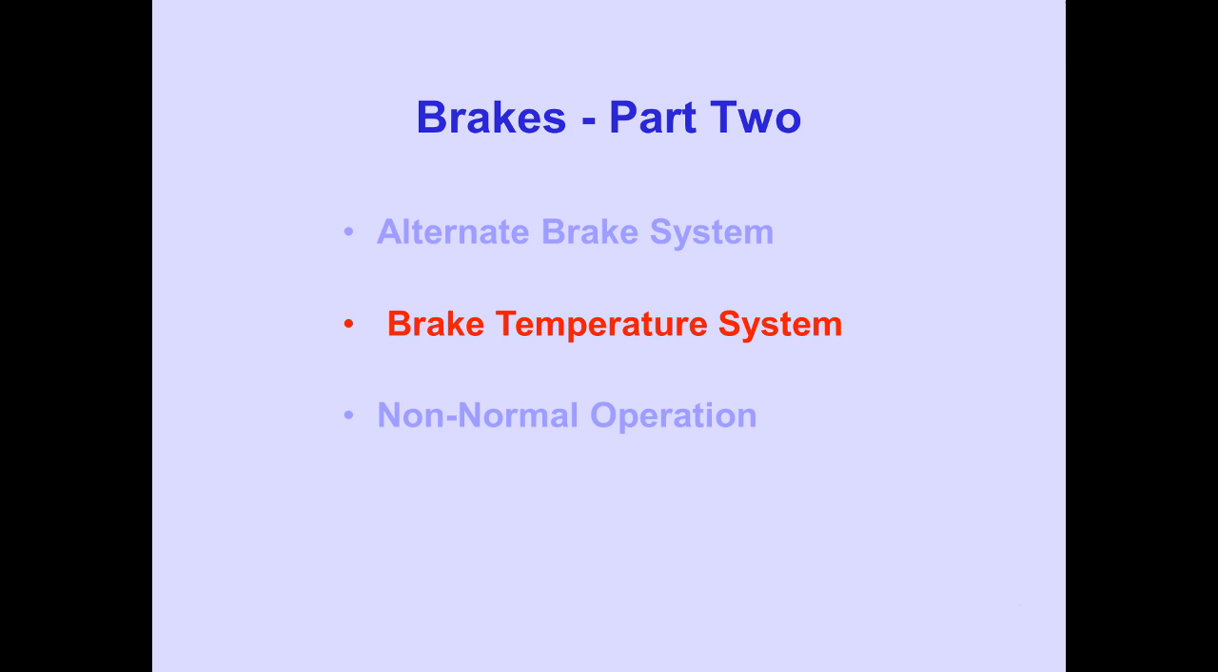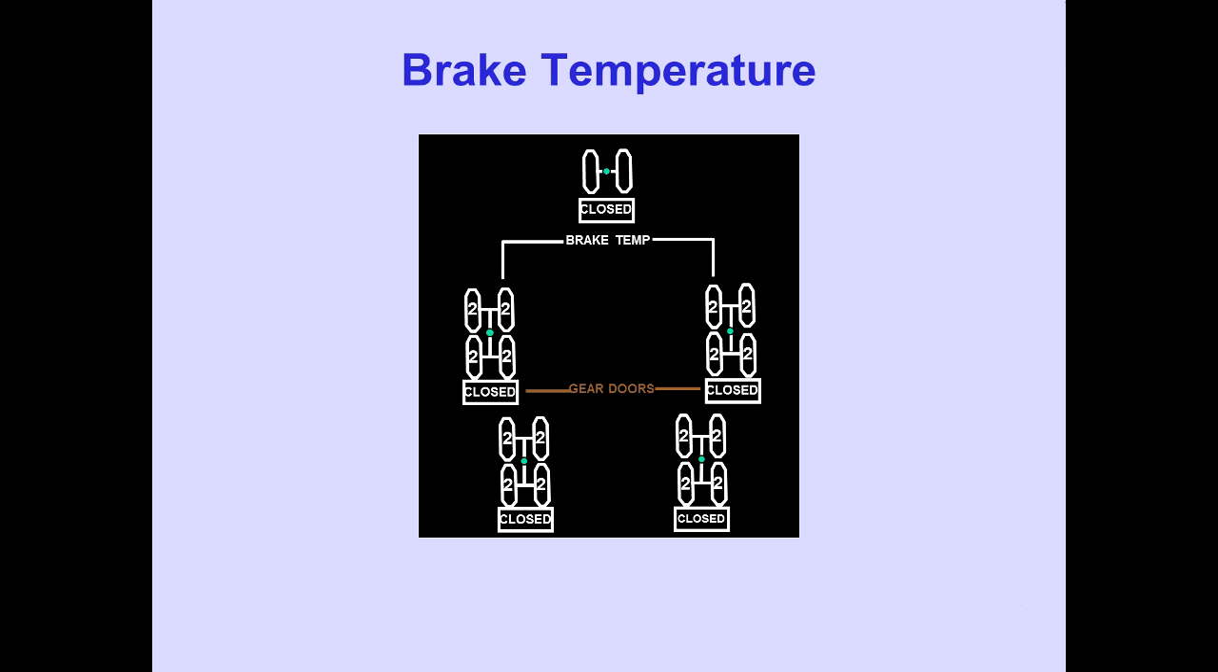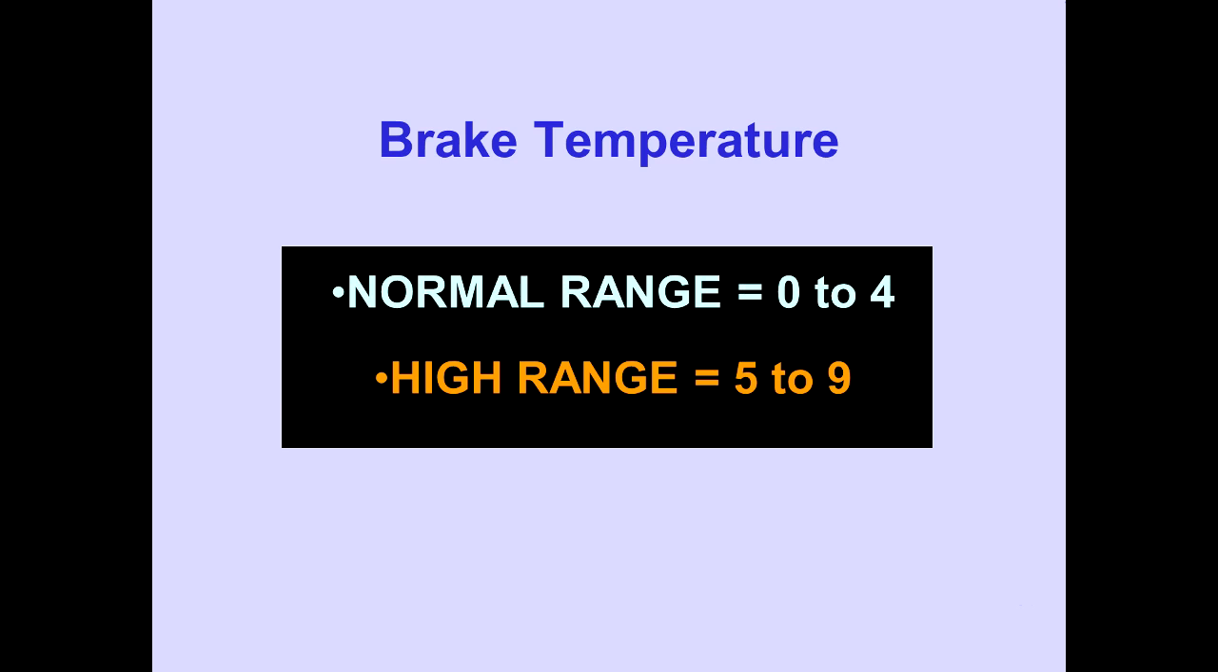Now let's look at the brake temperature system. Relative values of individual main wheel brake temperatures are displayed on the gear Synoptic. The brake temperature system has two temperature ranges, a normal range from 0 to 4 and a high range from 5 to 9.